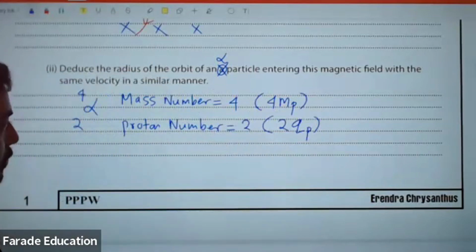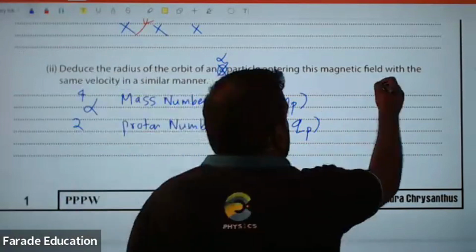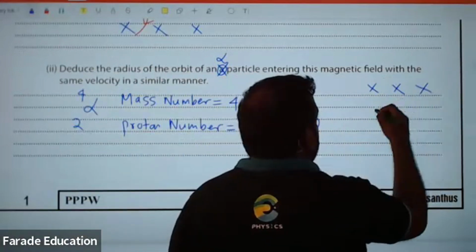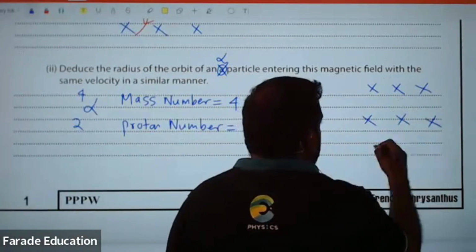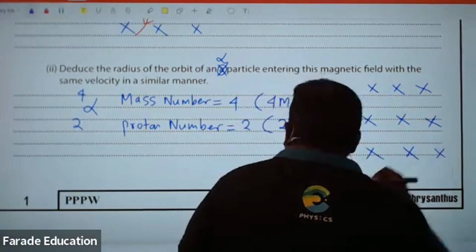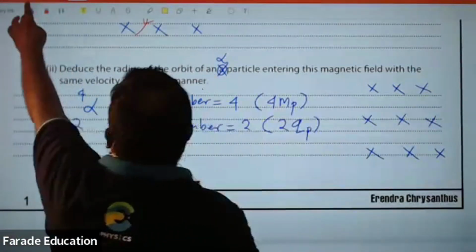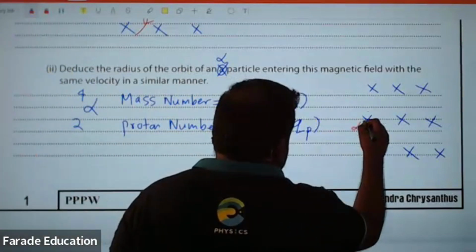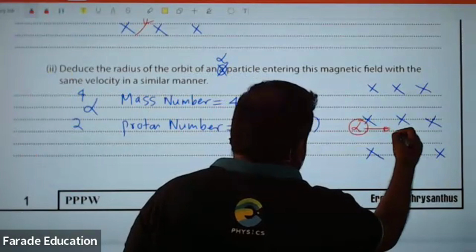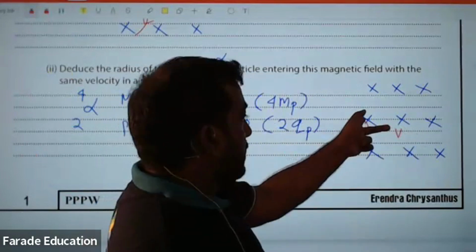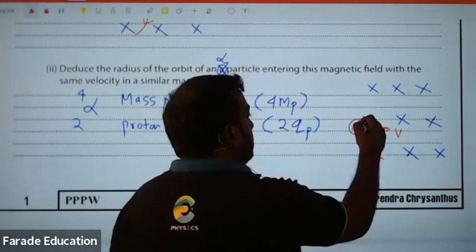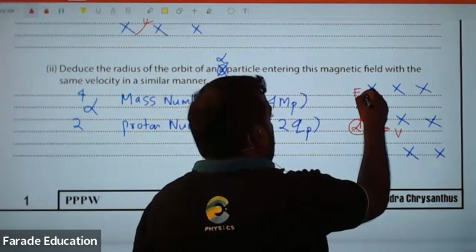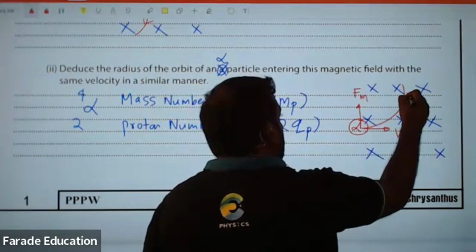Now they're asking, this is the magnetic field. What will happen when an alpha particle enters? Alpha particle enters, again positive charge, field, current, force. The magnetic force will make it bend inwards, right?